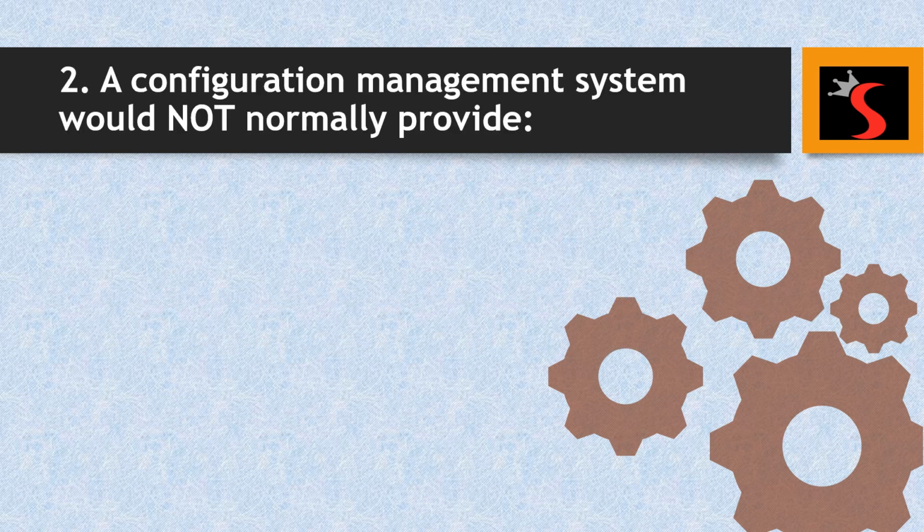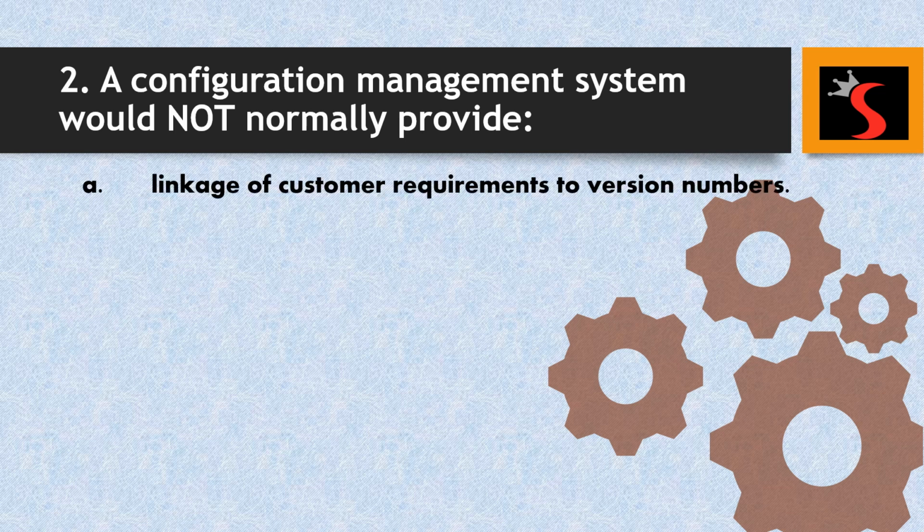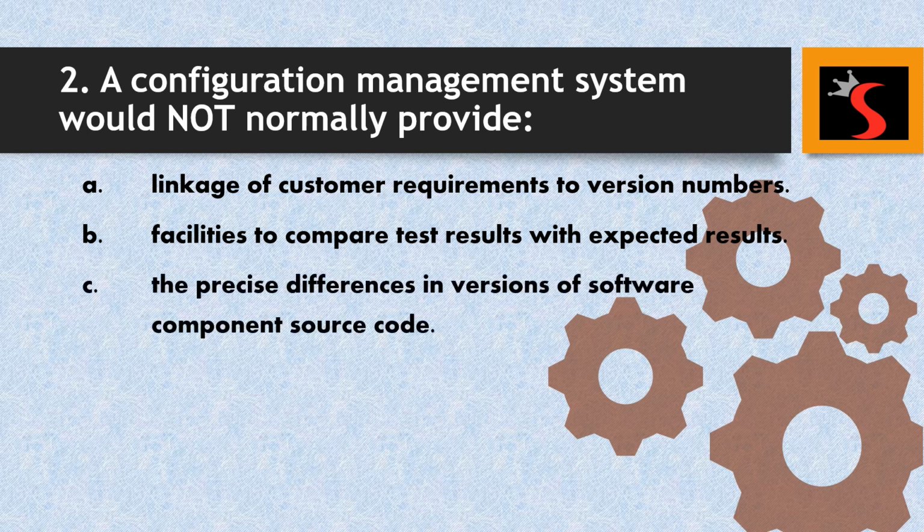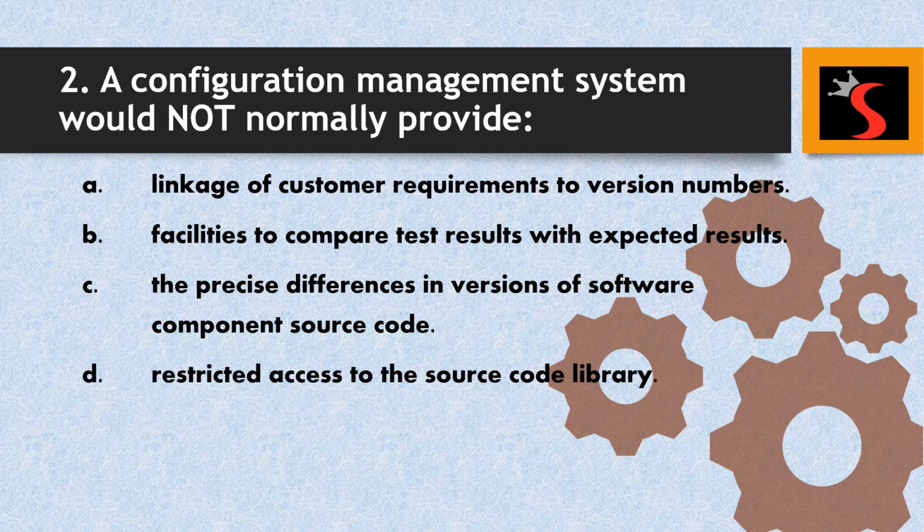Second question is, a configuration management system would not normally provide A. Linkage of customer requirements to version numbers. B. Facilities to compare test results with the expected results. C. The precise differences in versions of software component source code. Or D. Restricted access to the source code library.